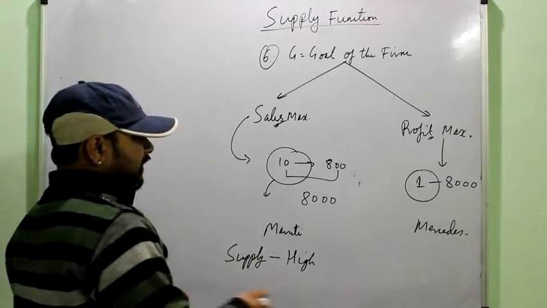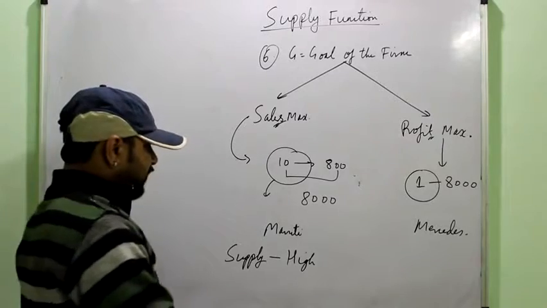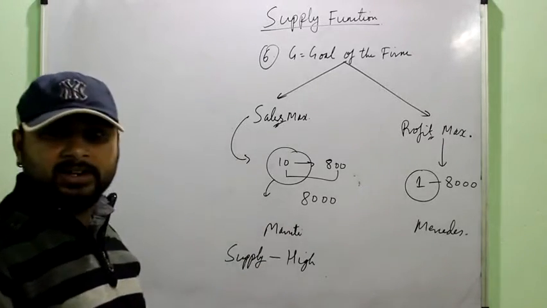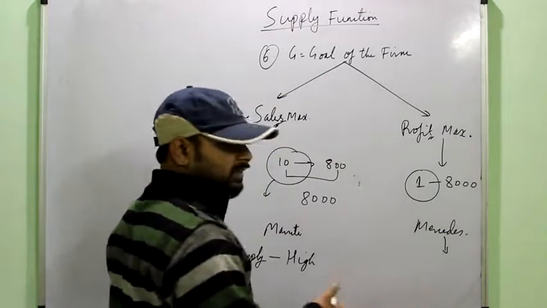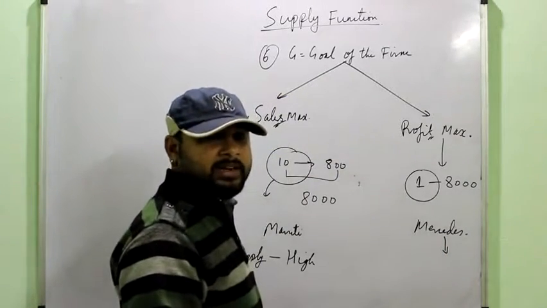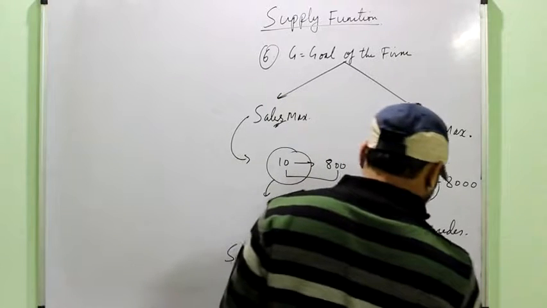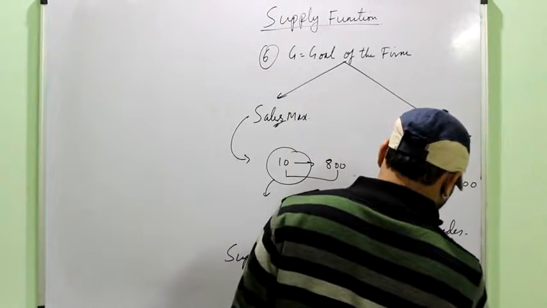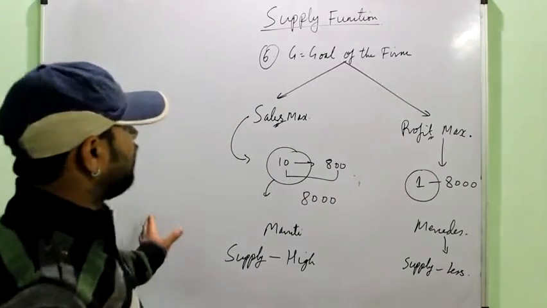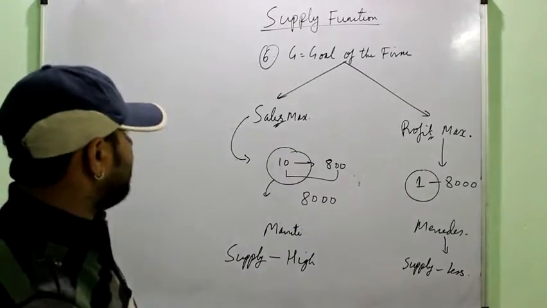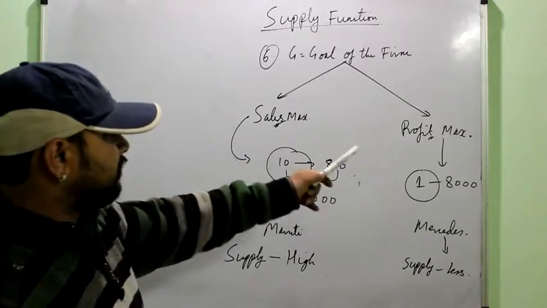Like for earning the profit of say 50 lakhs, Maruti may have to sell say 100 units, 100 cars. But Mercedes can earn 50 lakh only by selling say 20 cars or 30 cars. So you can say the supply would be less. So when this determinant is asked, you will explain what is sales maximization, what is profit maximization.